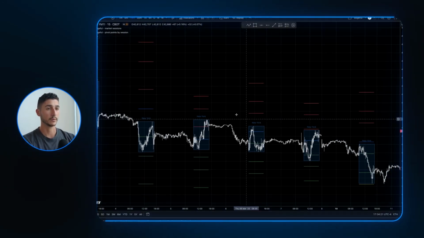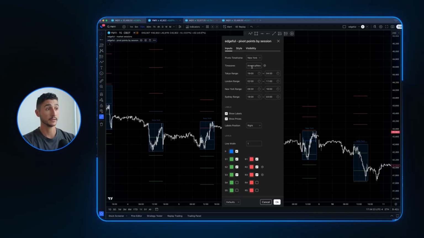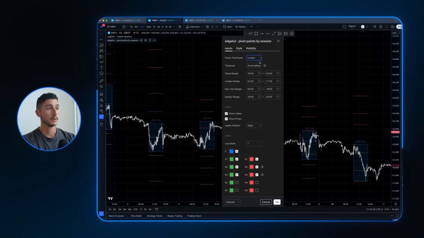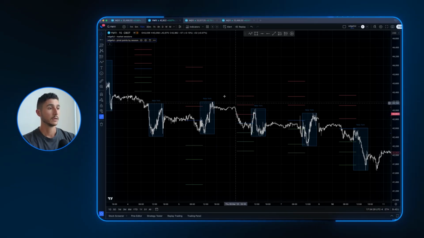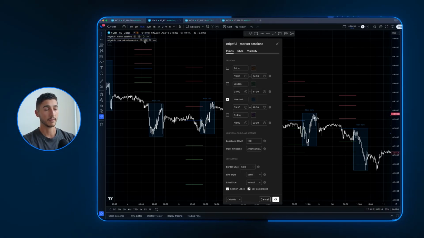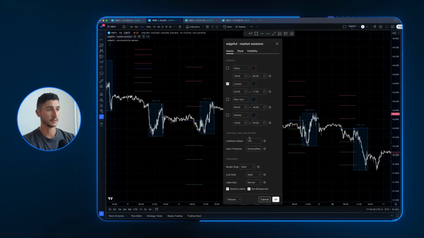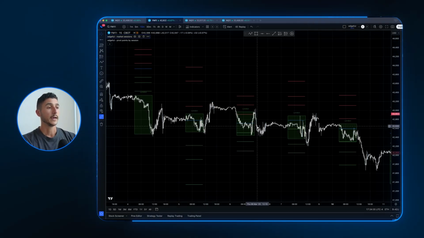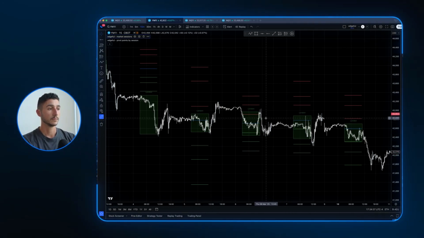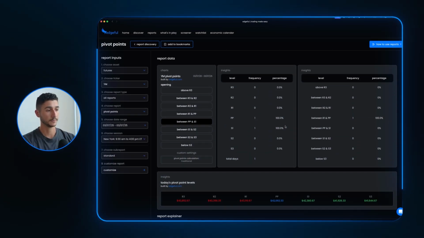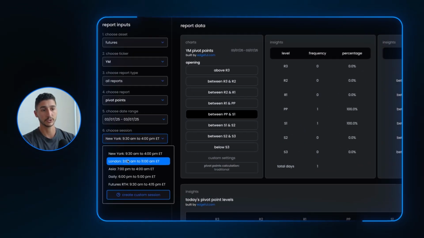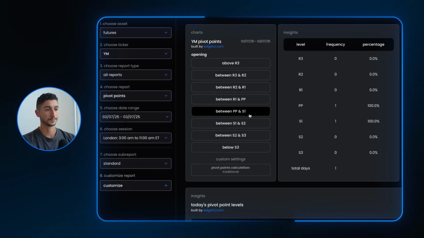Now, what's really important is that if you were to go to the London session, so you go over here, I'm going to change this to be 3 a.m. And then I need to change my market sessions to be the London session. And now, let's just use this day as the example, Friday, March 7th, we're already on it. I'm going to change to London.